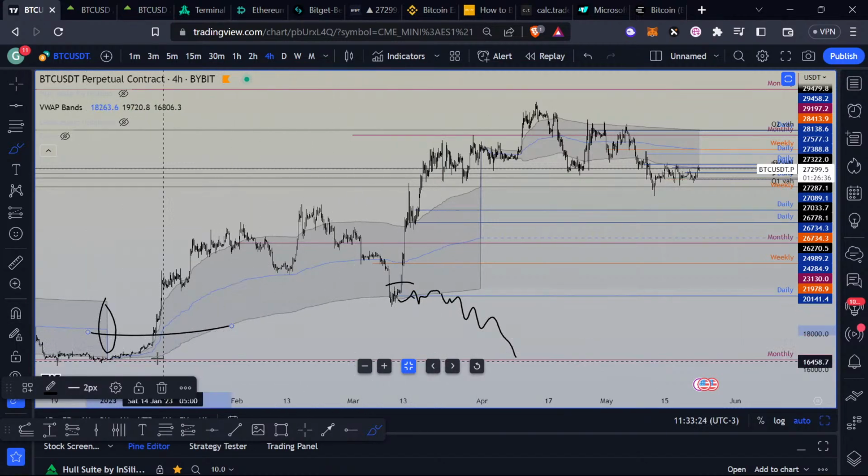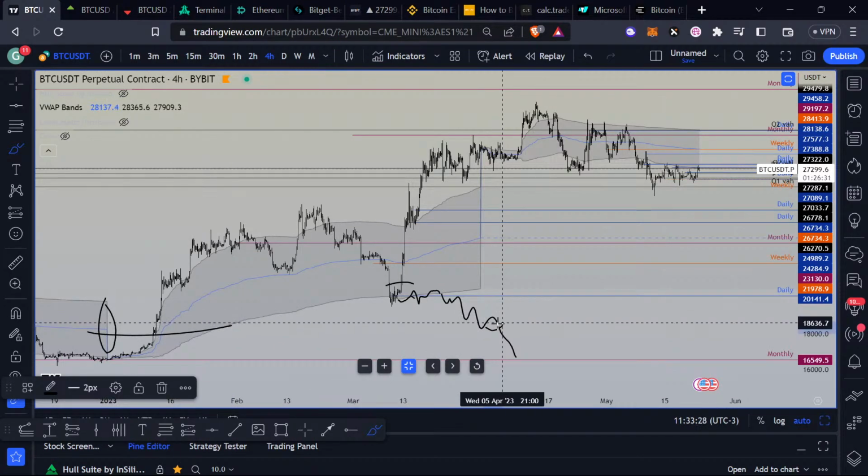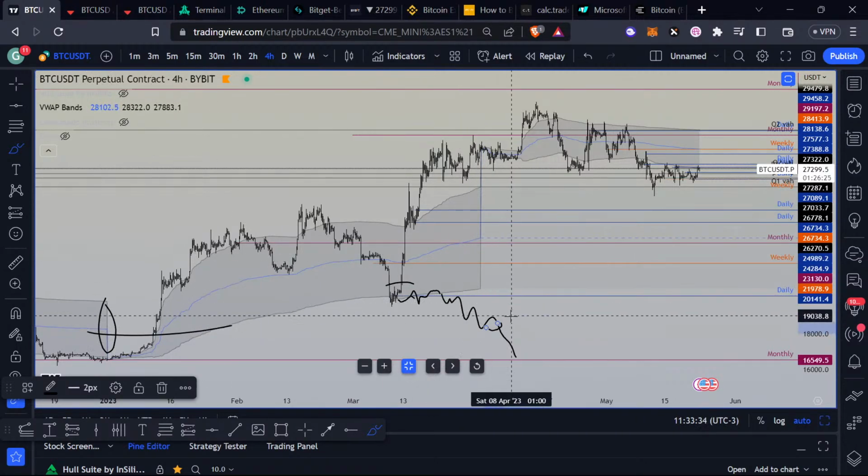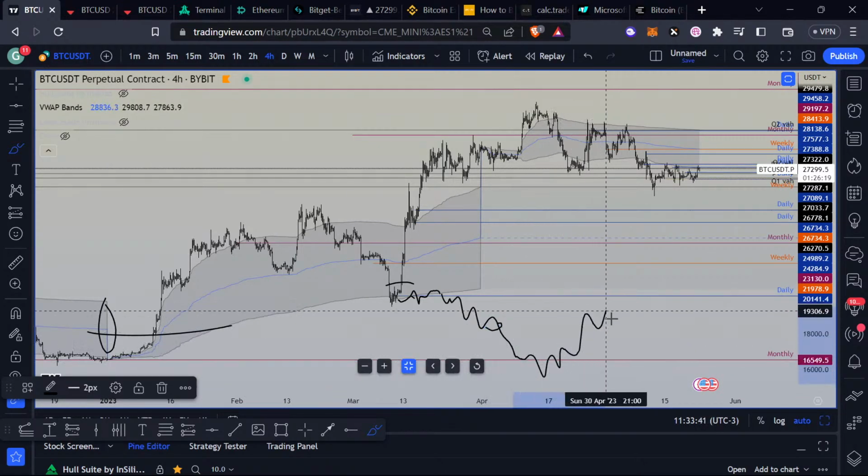It will tend to gravitate towards it. If this value, for instance, this one, the previous VWAP, is lost, price will go lower, and then maybe here this could have been our new bottom. Who knows?